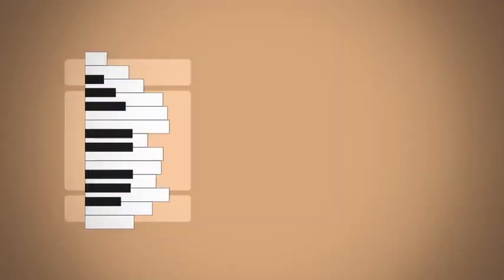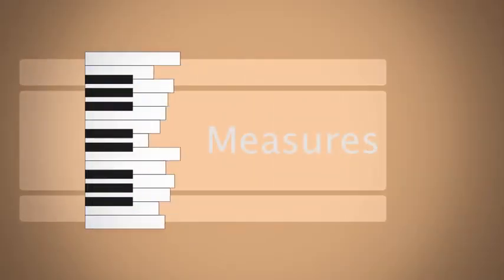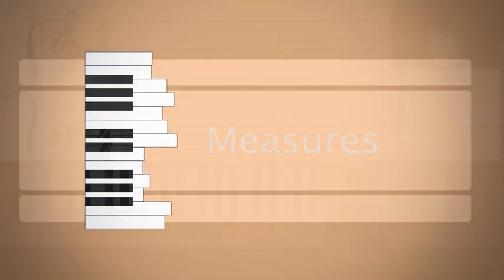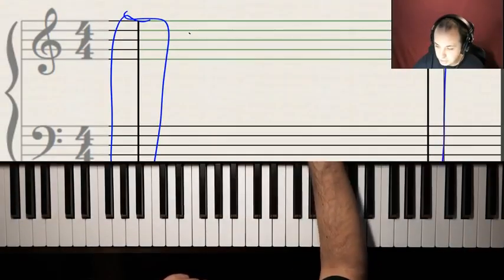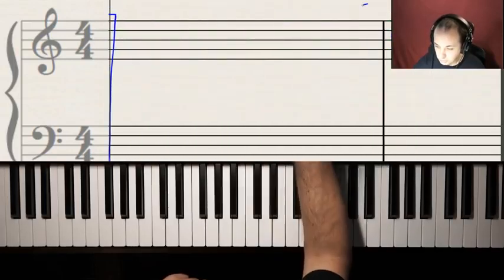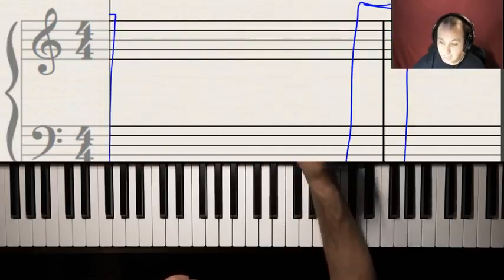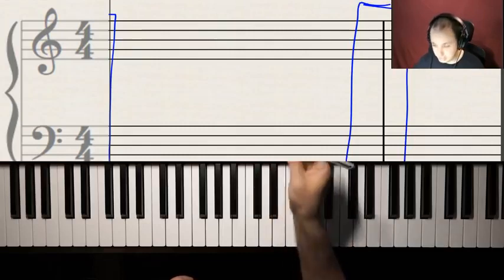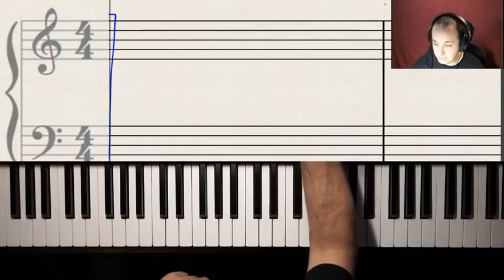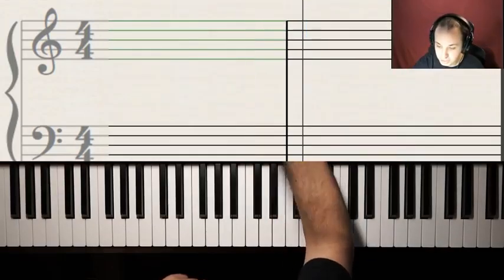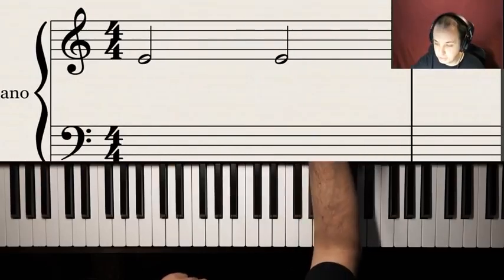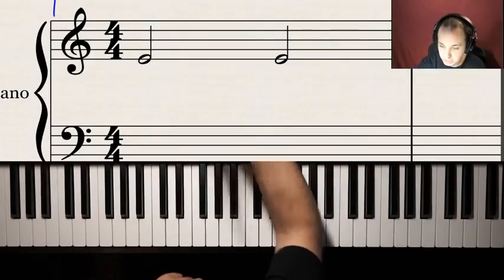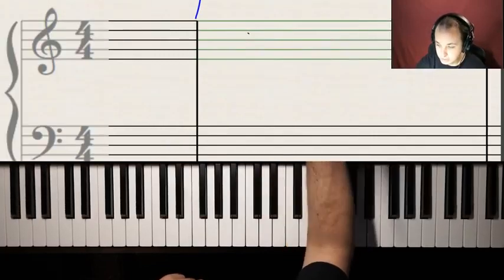Now we're going to talk about measures. So if you notice, music is broken up by these vertical lines, right? Right there's one. There's another one. Let's find one more. So there's a third one, right? And those are called the measure lines. But they aren't really the measures themselves. They just kind of tell us where the measures take place. The measures themselves are the distance between each of these boxes.